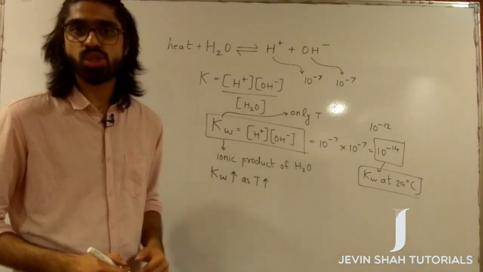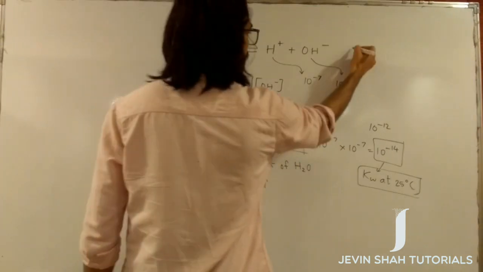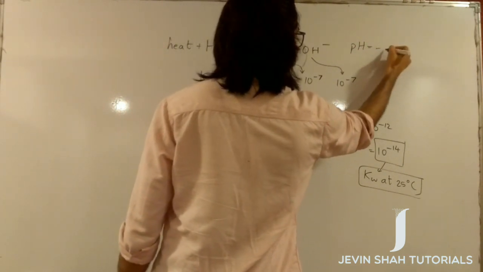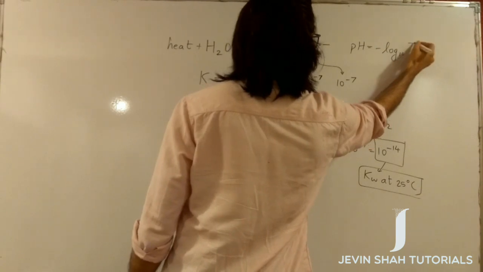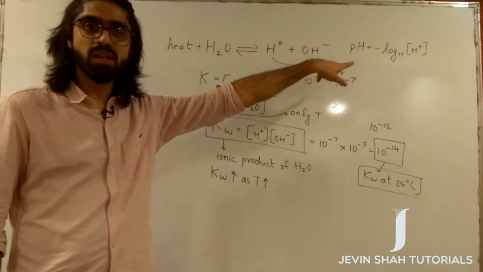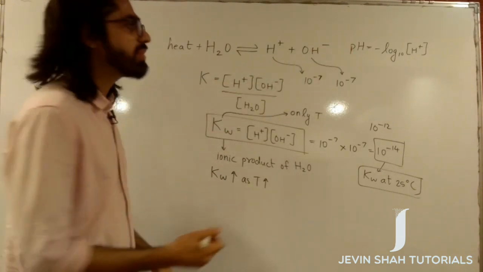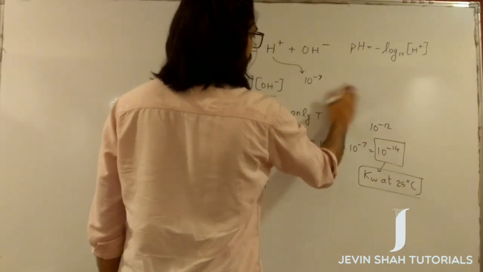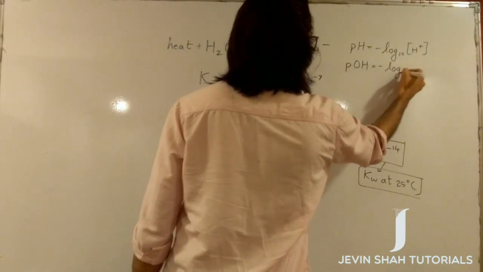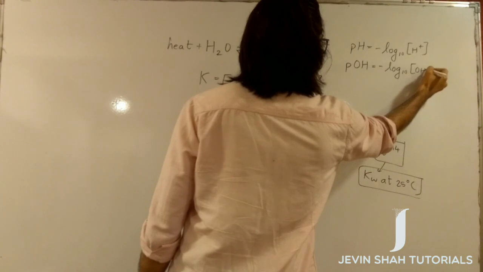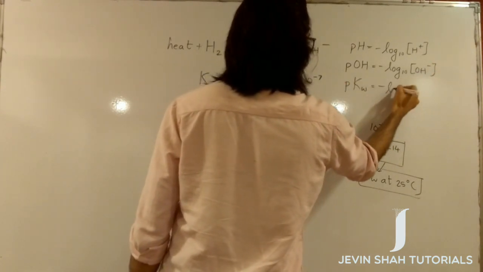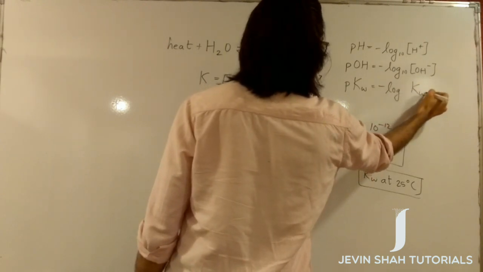Now, there is one thing over here we define, something called the pH of a solution. pH of a solution means negative log to the base 10 of the concentration of H+ ions. In a similar way, you can define something called pOH and pKw also. So we will say pOH is negative log to the base 10 of OH- ions, and pKw is minus log of Kw to the base 10.